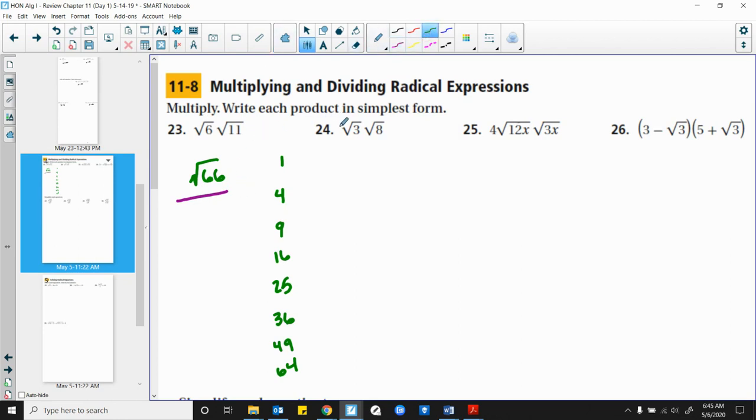Okay. For 24, same thing, we multiply. We get radical 24. 3 times 8 is 24. Now this one will simplify. We can divide out a radical 4 here. So this can simplify to radical 4 times radical 6. And the square root of 4 is 2, so we end up getting for an answer 2 radical 6.